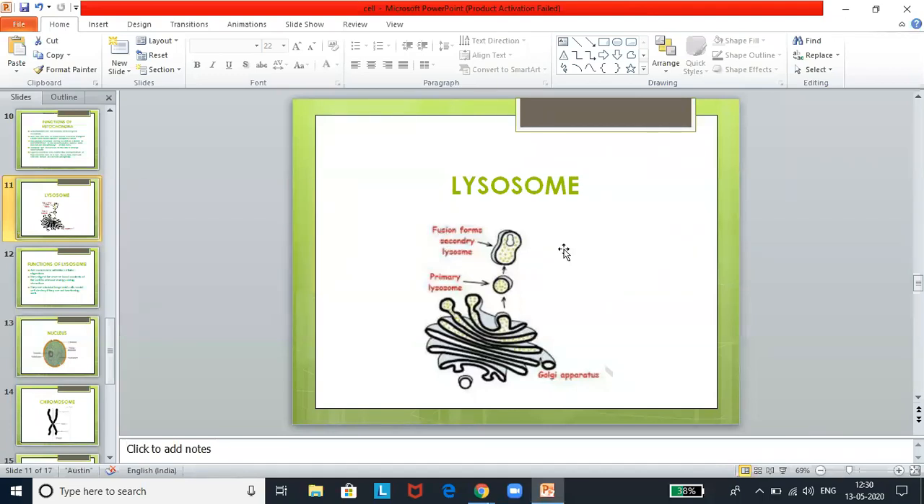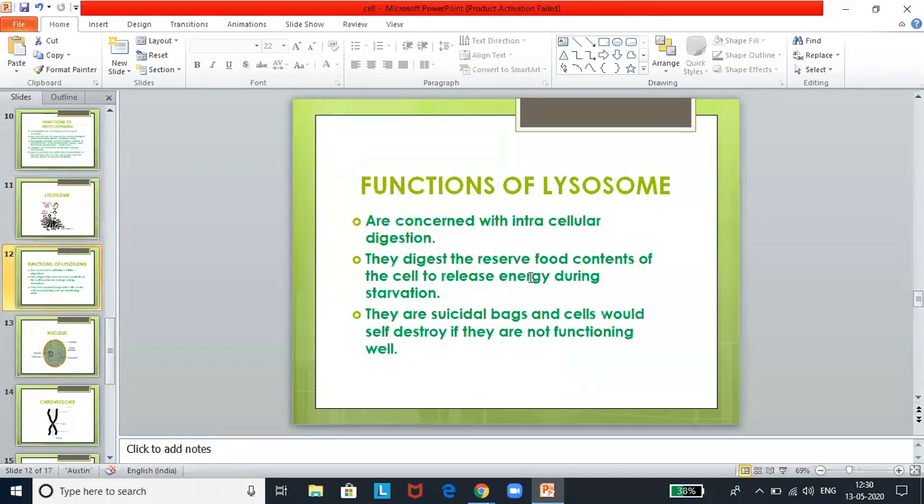It is believed that enzymes are synthesized by the cell and packaged by the Golgi complex. Packaging is important because if these enzymes are released, the cell would be digested. Hence, de Duve called them suicidal bags. Now, what are the functions? There is intracellular digestion. It digests the dissolved contents of the cell to release the energy in starvation. And they are suicidal bags, and cells will self-destroy if they are not functioning well.